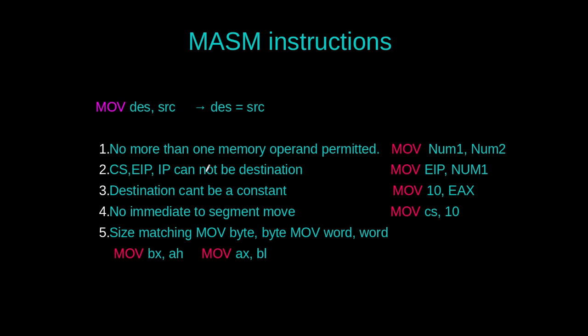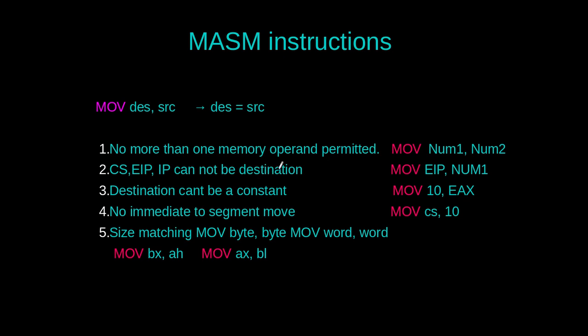CS, EIP, IP cannot be destination. That means I can't move to them. I don't want to lose the flow of the program. Meaning if I had extended IP, I'll have an address there, the address of the next instruction. If for a reason we change the address, it will mess up the whole flow of the program. So this is not allowable. There's no way we can access EIP, IP, or CS using this move instruction. We can access it in another way, and we'll cover that later on.